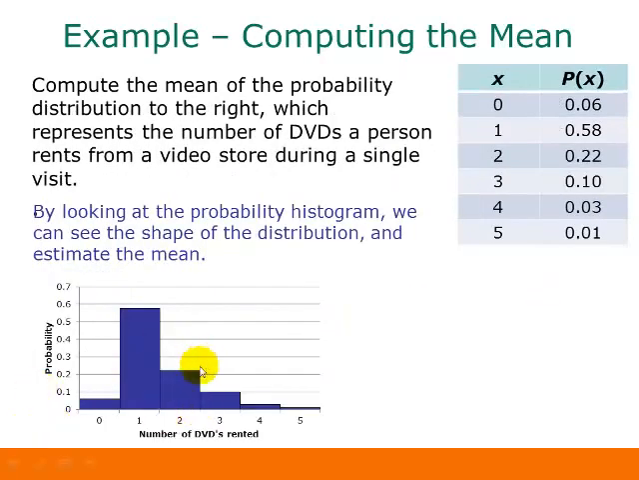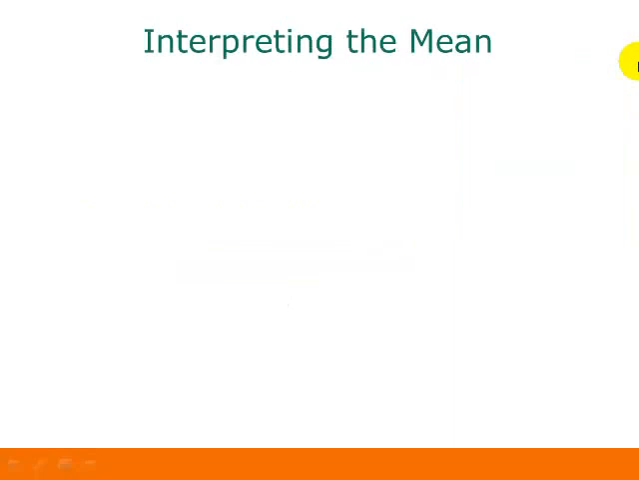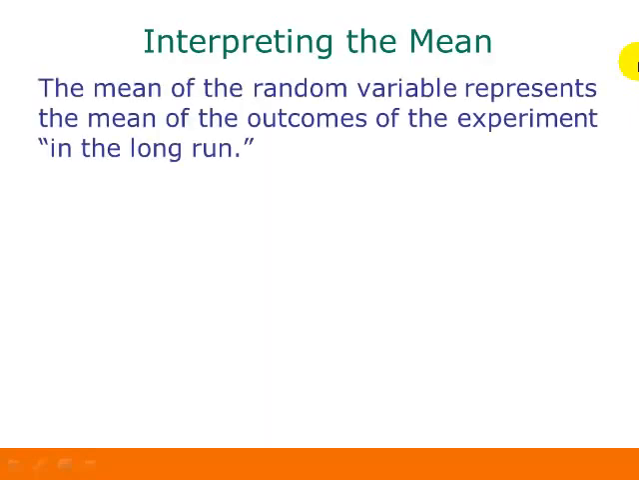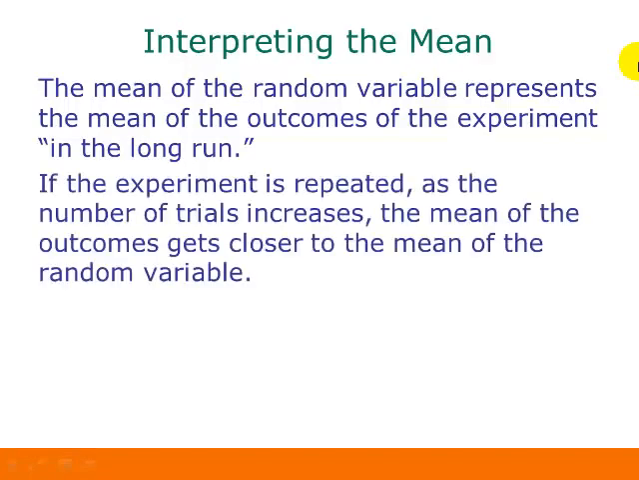Back here, we estimated that our mean was a little bit bigger than 1 because of the shape of this distribution. Now, the big question with the mean for a probability distribution is, how do we interpret it? So the mean of a random variable represents the mean of the outcomes of the experiment in the long run. If the experiment is repeated as the number of trials increases, the mean of the actual outcomes gets closer to the mean of the random variable.